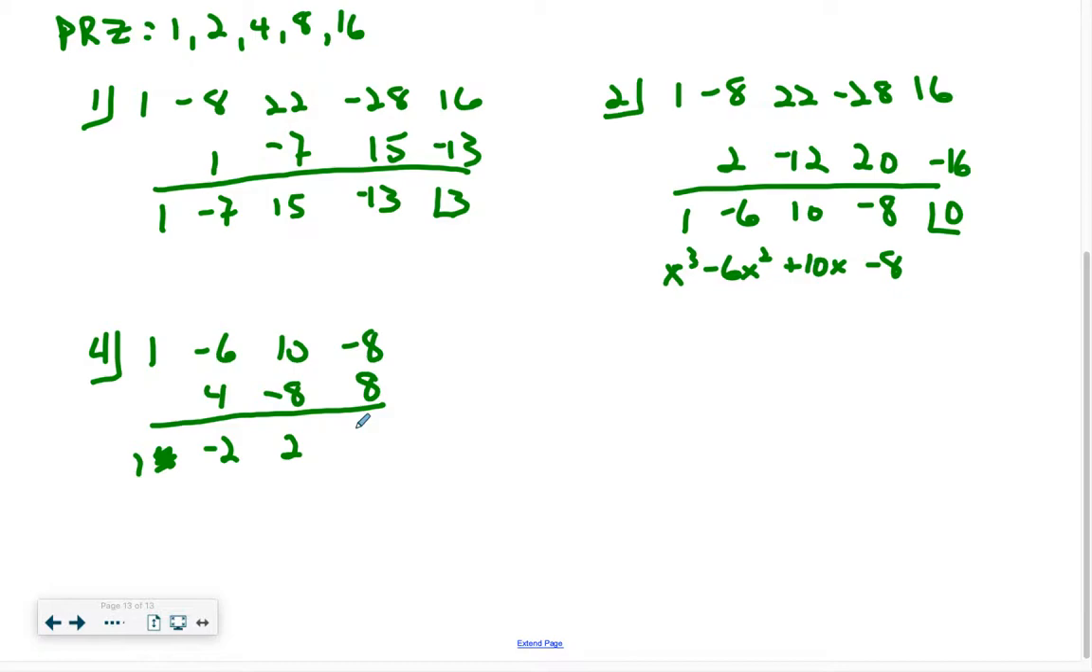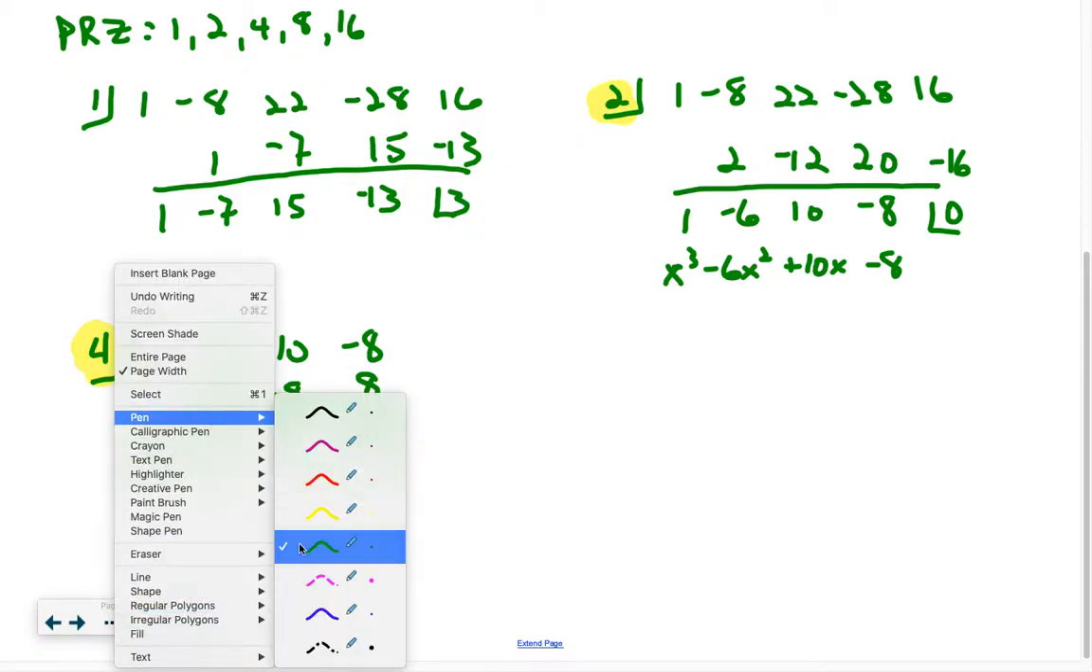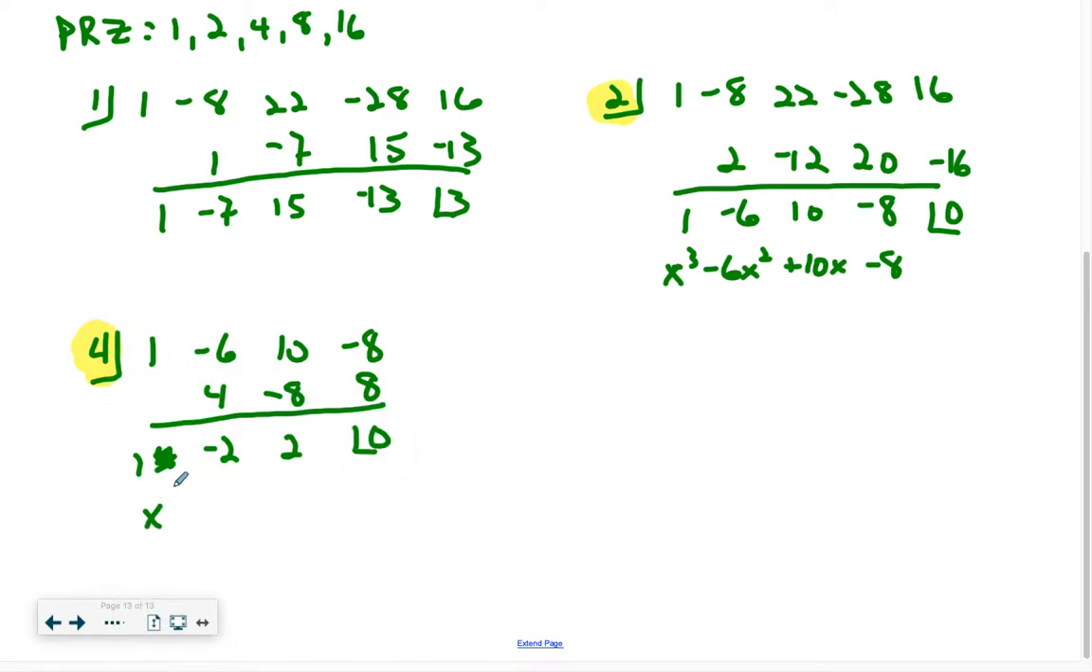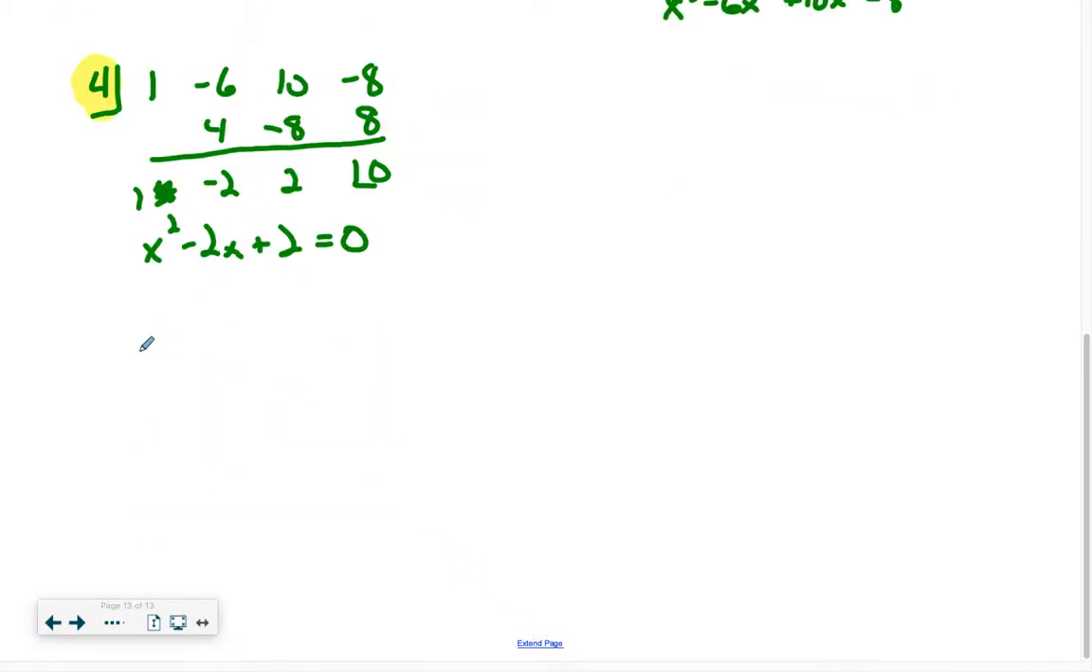So let me highlight those. We found 2 roots already. And now we just have a quadratic left to solve. So this would be 1x squared minus 2x plus 2. And we can use the quadratic formula to solve this. So x will be the opposite of b, plus or minus the square root of b squared minus 4 times a times c all over 2 times a.